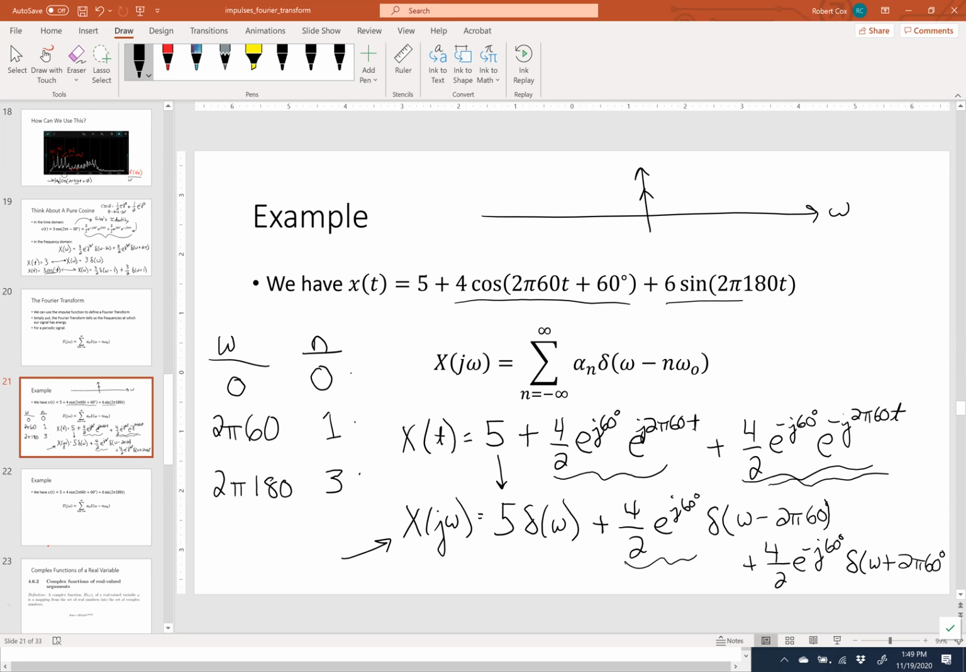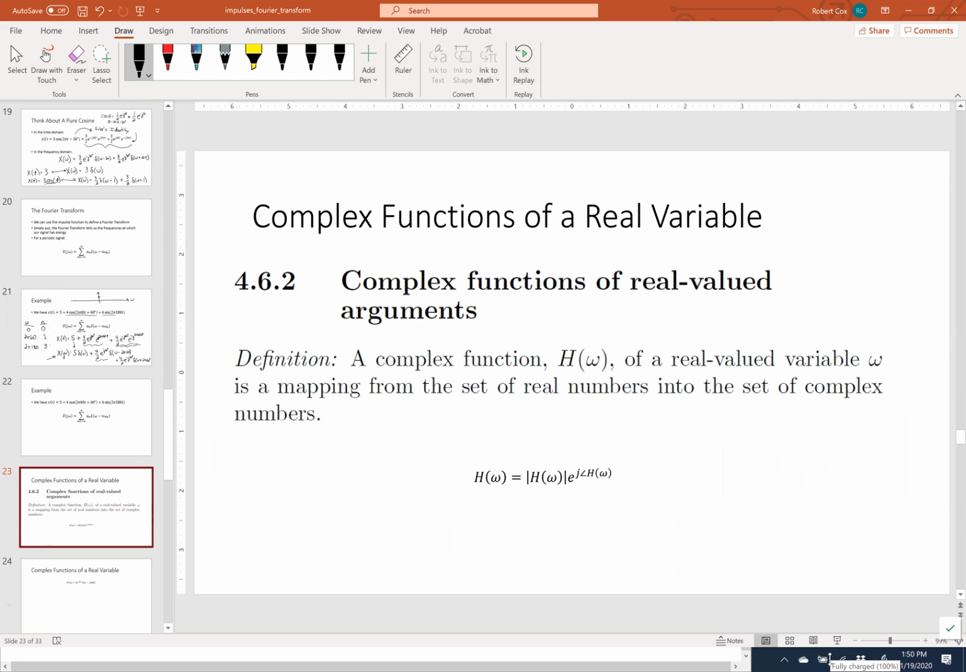It looks like what? It's definitely a bunch of impulses, but they're weird because those impulses have complex numbers multiplying them, right? So I have 4 over 2 e to the j 60 degrees multiplying an impulse. So weird just got weirder, right? So what I have is a complex function. A complex function is a function that takes in a real valued argument, in this case omega, and creates a complex output. In other words, I'm putting omega into this function, but this function gives me a complex number. I can't plot that very easily, right?